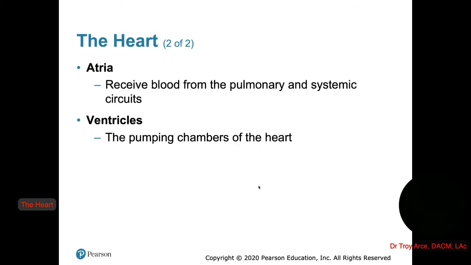And here we go with the atria. The atria is at the top of the heart. It's the two chambers up top. The atria receive blood from the pulmonary and systemic circuits through two different valves, but we'll break it down later. And the ventricles are on the bottom. Those are the pumping chambers of the heart. So if you could imagine four chambers, the two top chambers being the atria, the two bottom chambers, the ventricles.